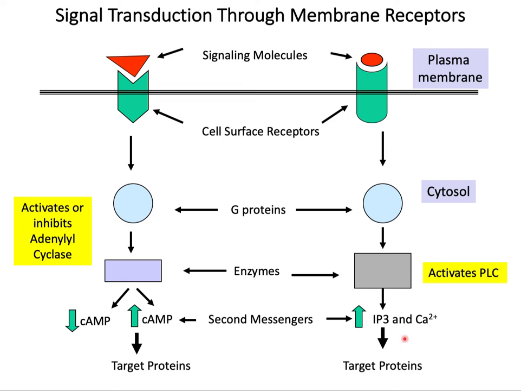The activation of phospholipase C results in the accumulation of different second messengers, which are IP3 and calcium. These second messengers can then go on and influence the activity of a wide variety of target proteins and often induce changes in gene expression. So let's look more specifically at IP3 and calcium, and then we'll look at the mechanism of this signaling pathway.